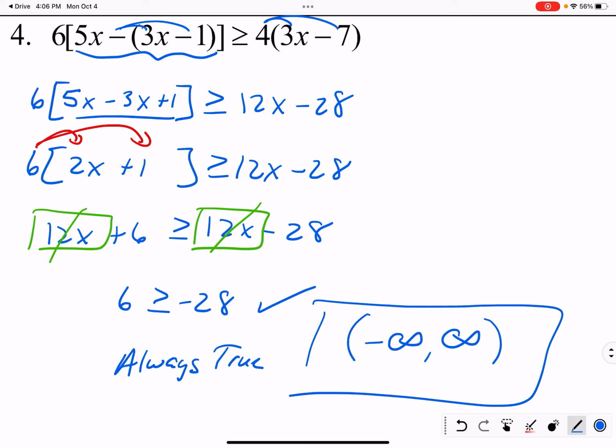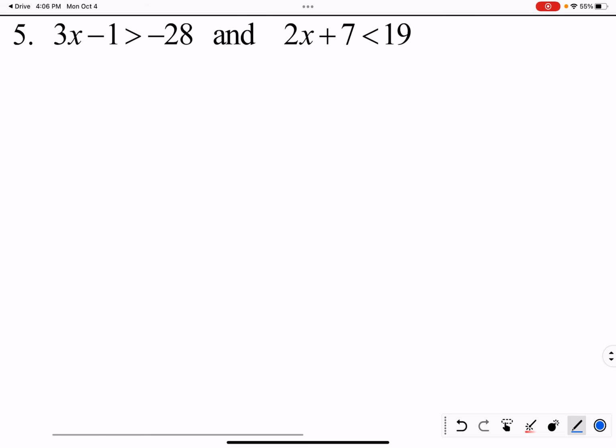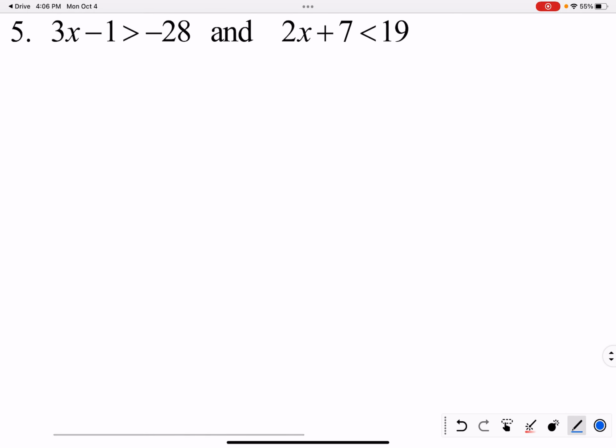If I ended up with something that wasn't true, then it would be no solution. Okay, but since this is always true, 6 is greater than or equal to negative 28, we know that it's all real numbers. Okay, those are the basic inequalities. Now we have some compounds, so I'm going to basically solve these out independently of each other, and then we'll kind of check to see what our answers are going to be.